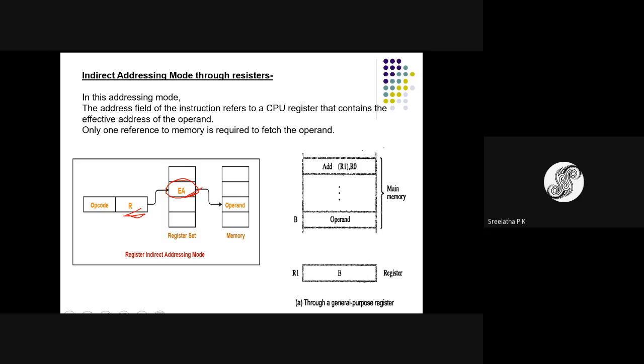Now you can see this example as I had told you. Add R1 comma R2. This is register addressing mode. Now within the bracket, it means R1 gives the effective address of the operand. So in this example, add (R1) is indirect addressing mode through registers, and R2 uses register addressing mode. There are two operands, and different addressing modes are followed for both. The first operand follows indirect addressing mode through registers, the second operand follows register addressing mode.